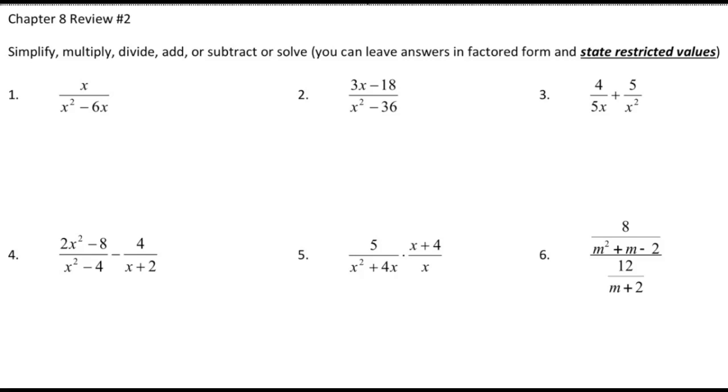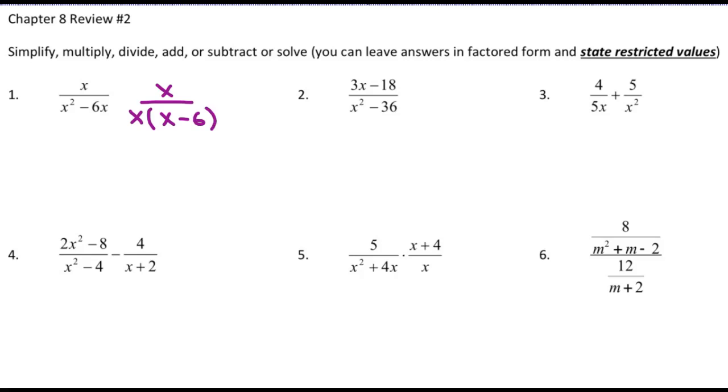All right. Number 1, this is simplify, multiply, divide, add, subtract, whatever we are asking you to do, you need to be able to do. So in number 1, we started this whole unit with simplifying rational expressions. We talked about factoring the numerators, factoring the denominators. In this case, we can factor the denominator, we can factor an x out. So when we do that, we're left with x over, factor an x out of there, x minus 6.